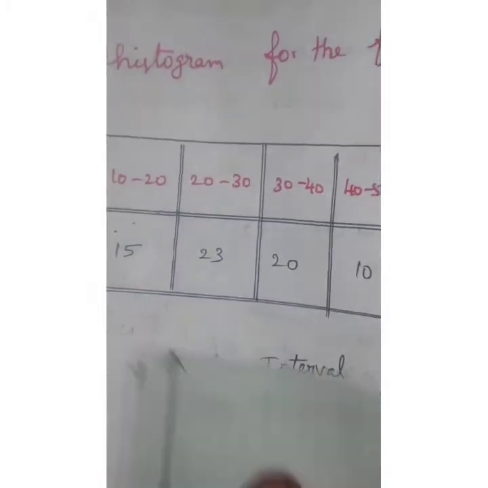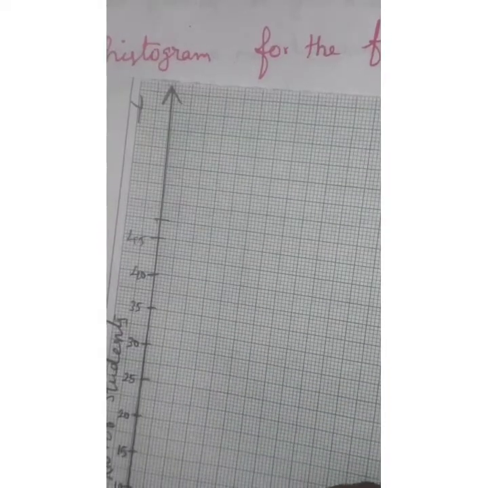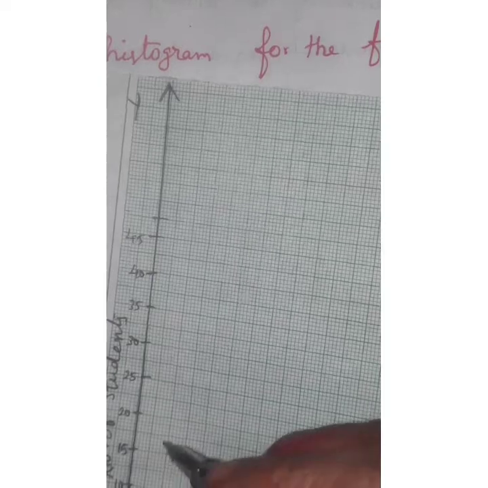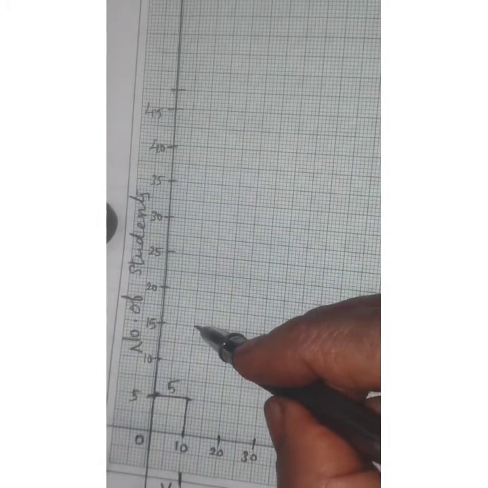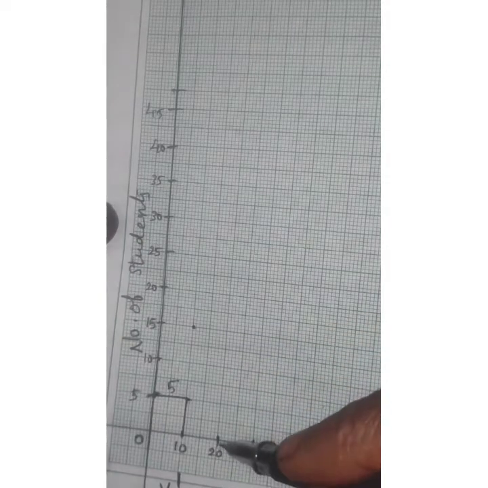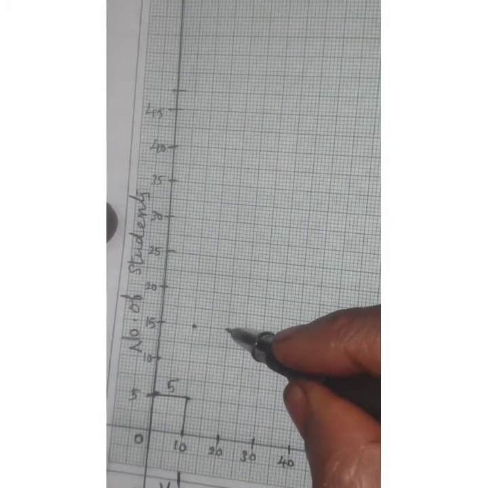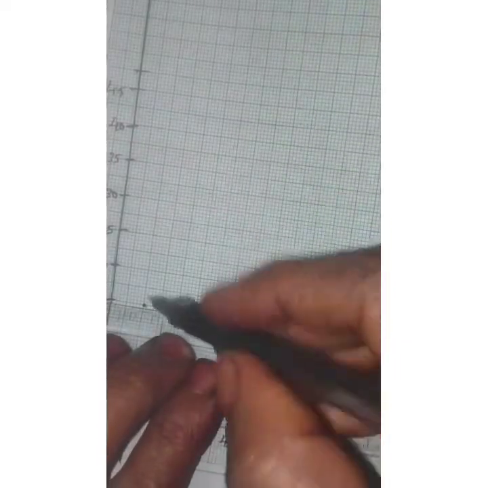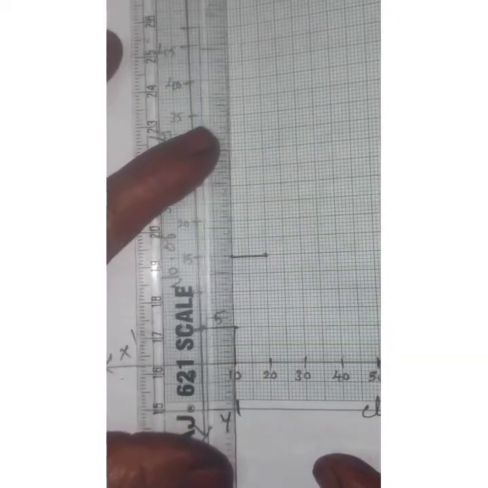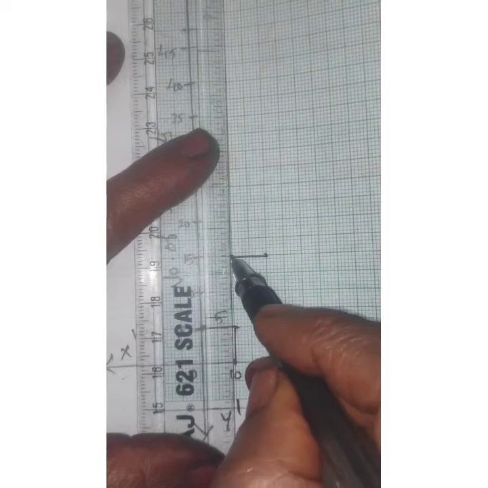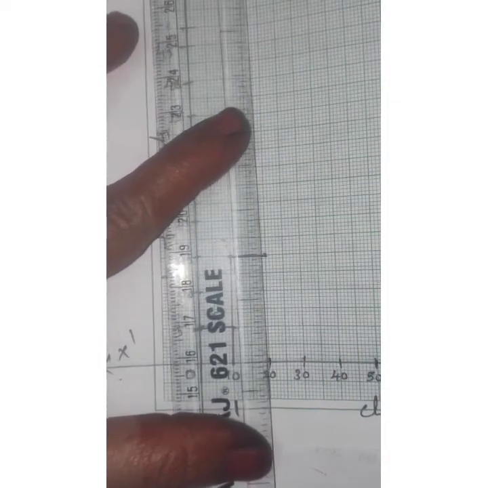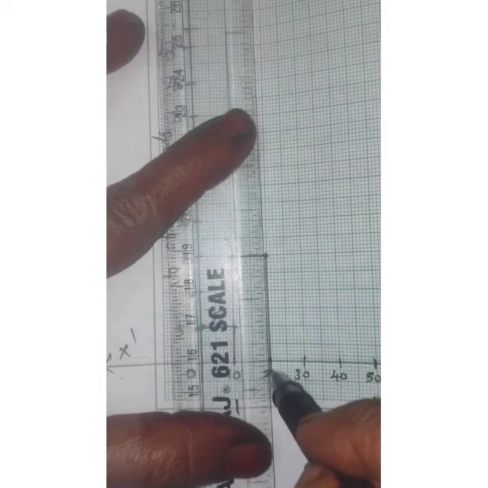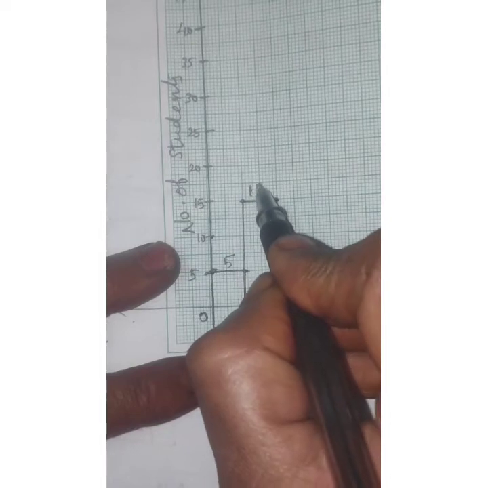10 to 20, 15. So 10 straight up, 15, keep a point. See there, 10 straight up 15. Keep one point. 10, 20 straight also you keep one point. After that you join this line. Next vertical line, 10 to straight line, 20 to vertical line. How many students are there? 15 students. You write it here, 15.